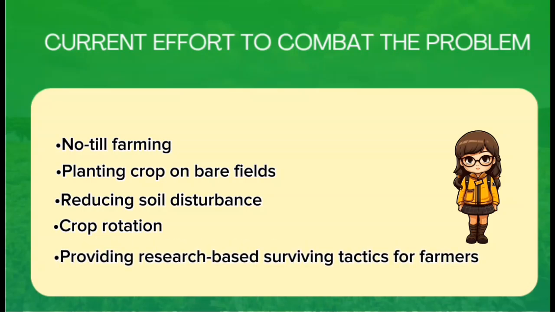Providing research-based survival tactics for farmers enhances agricultural resilience and sustainability. This involves disseminating climate-smart agricultural practices, integrated pest management techniques, and soil conservation strategies. Research-based approaches empower farmers to adapt to climate change, improve crop yields, and reduce environmental impact. Extension services, training programs, and agricultural advisory services play crucial roles in promoting research-based agricultural practices.